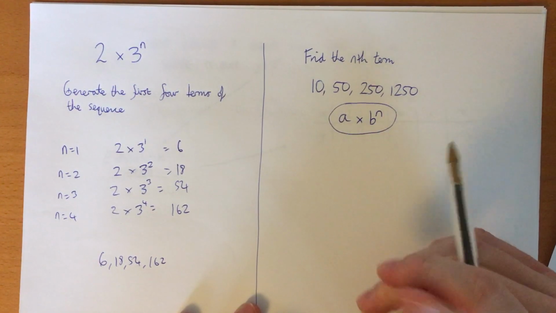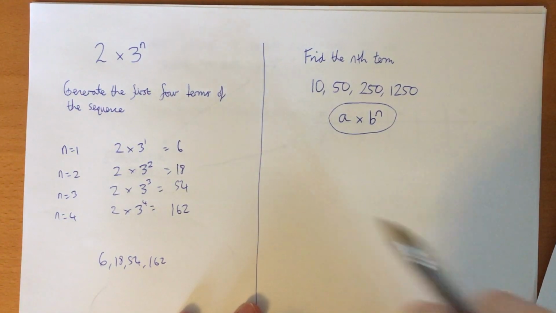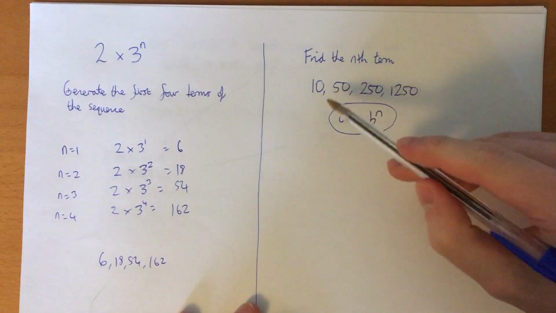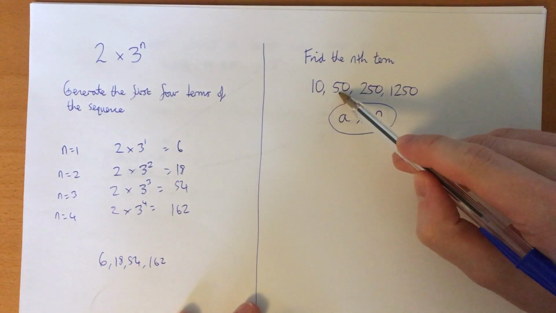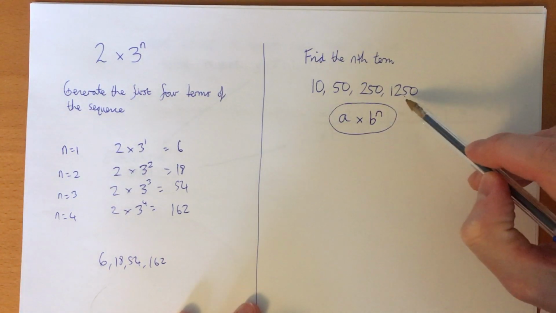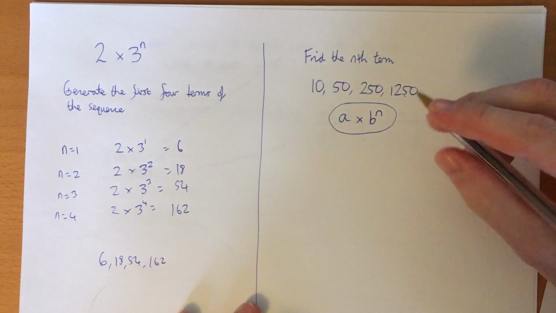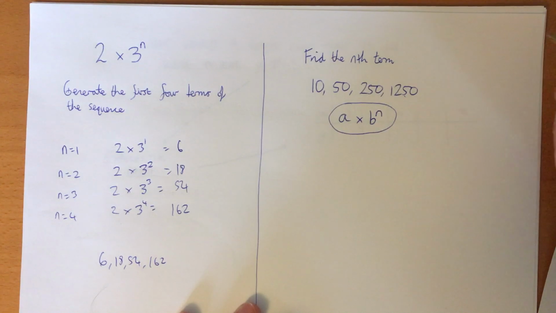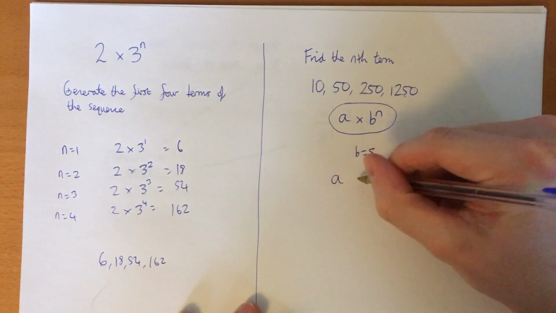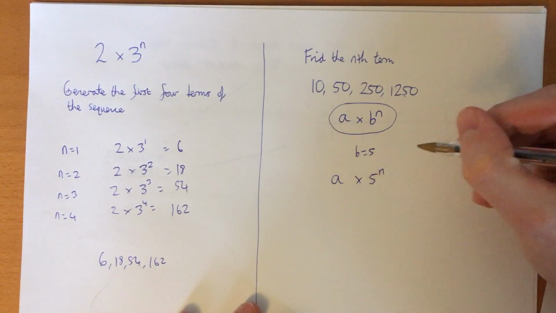B is represented by the common ratio. So we have to look and say, well, what do we times by each time to get to the next number? So 10 times 5 is 50. 50 times 5 is 250. 250 times 5 is 1,250. So therefore, we know the common ratio is timesing by 5. So therefore, B must equal 5. So we've got A times 5 to the power of n.